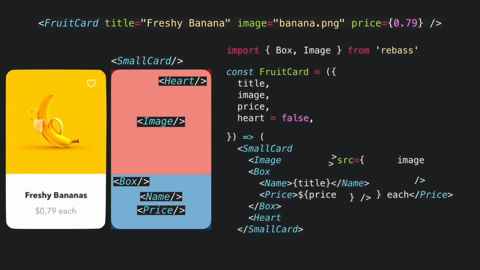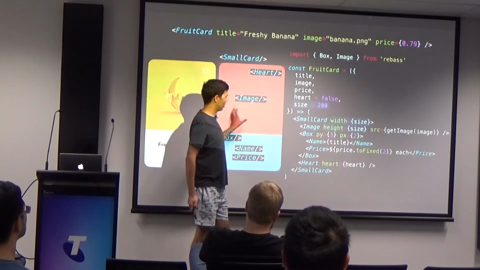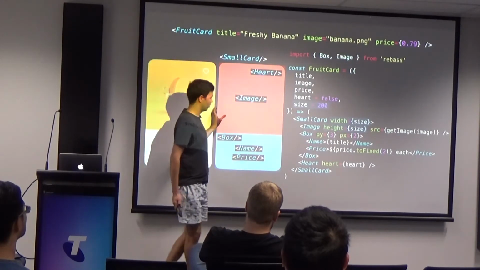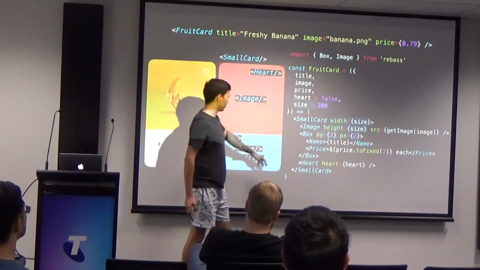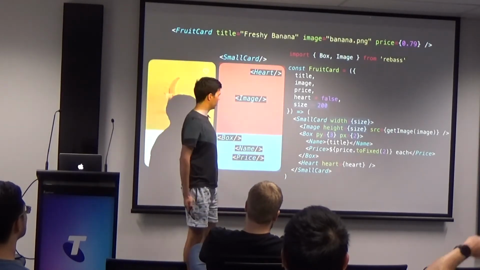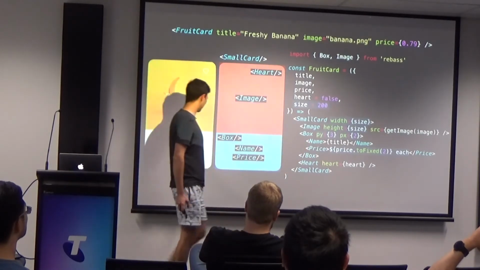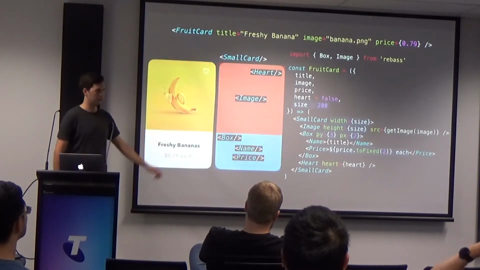So it's a little bit more complicated. I want to be able to pass in the size as well. So you can see here, we've got the width and height. So the width of the card needs to be defined and the height of the image, so we get a nice square image. And then here we've got a little bit of padding around the box so that it can't wrap all the way to the very edge. And then here we're fixing the price to 2 decimal places, so we get a nice 0.79 at the end.